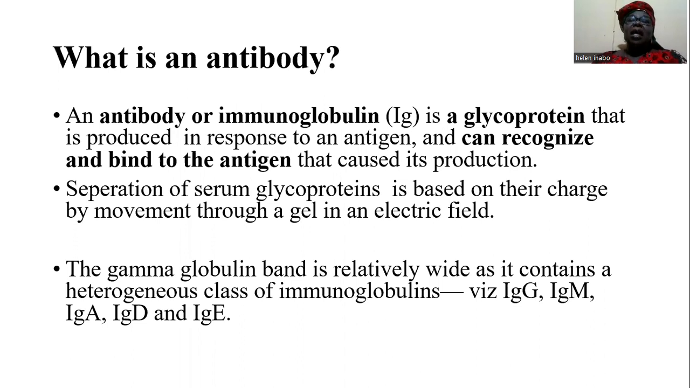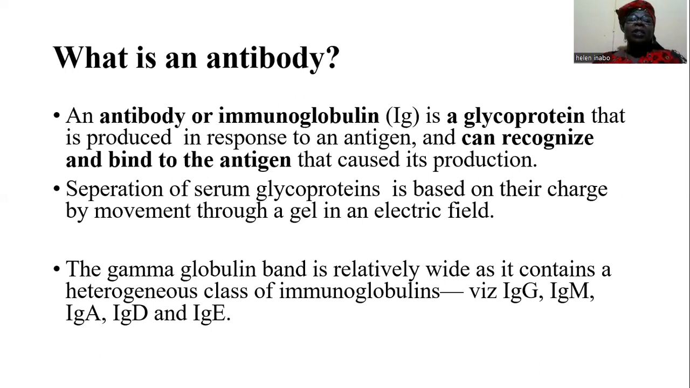Simply put, an antibody is an immunoglobulin, which is a glycoprotein, which is produced in response to a foreign material known as an antigen. And the antibody can recognize and bind to this antigen that caused its production.